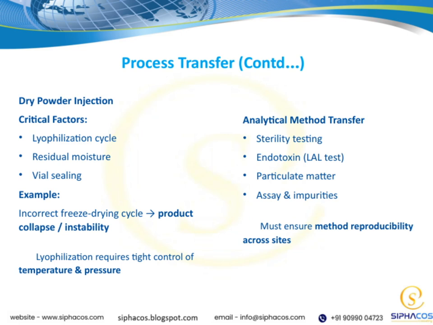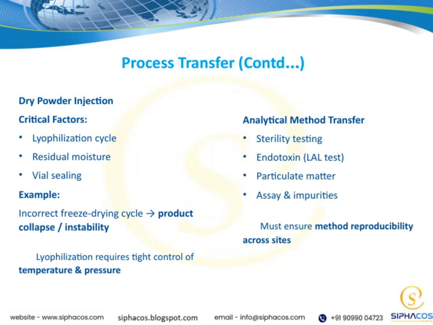Vial sealing is another important factor. Proper sealing ensures the product remains sterile and stable during storage. To illustrate, an example of an incorrect freeze-drying cycle can result in product collapse or instability, highlighting the importance of precise process control.